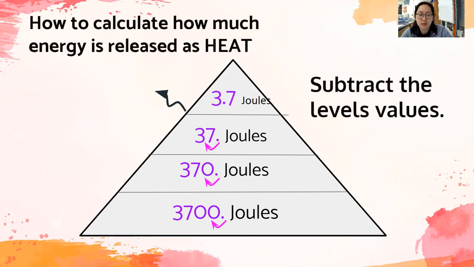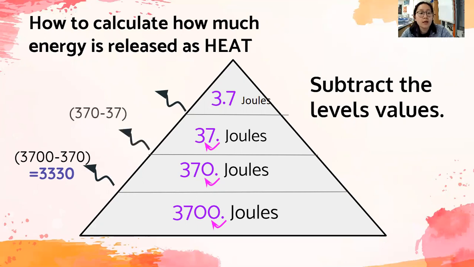So you just subtract the level values. So for example, 3,700 minus 370 would be 3,330 joules that is lost as heat energy. 370 minus 37 is 333 joules lost as heat energy. And 37 minus 3.7 is 3.33 joules lost as heat energy to the environment.